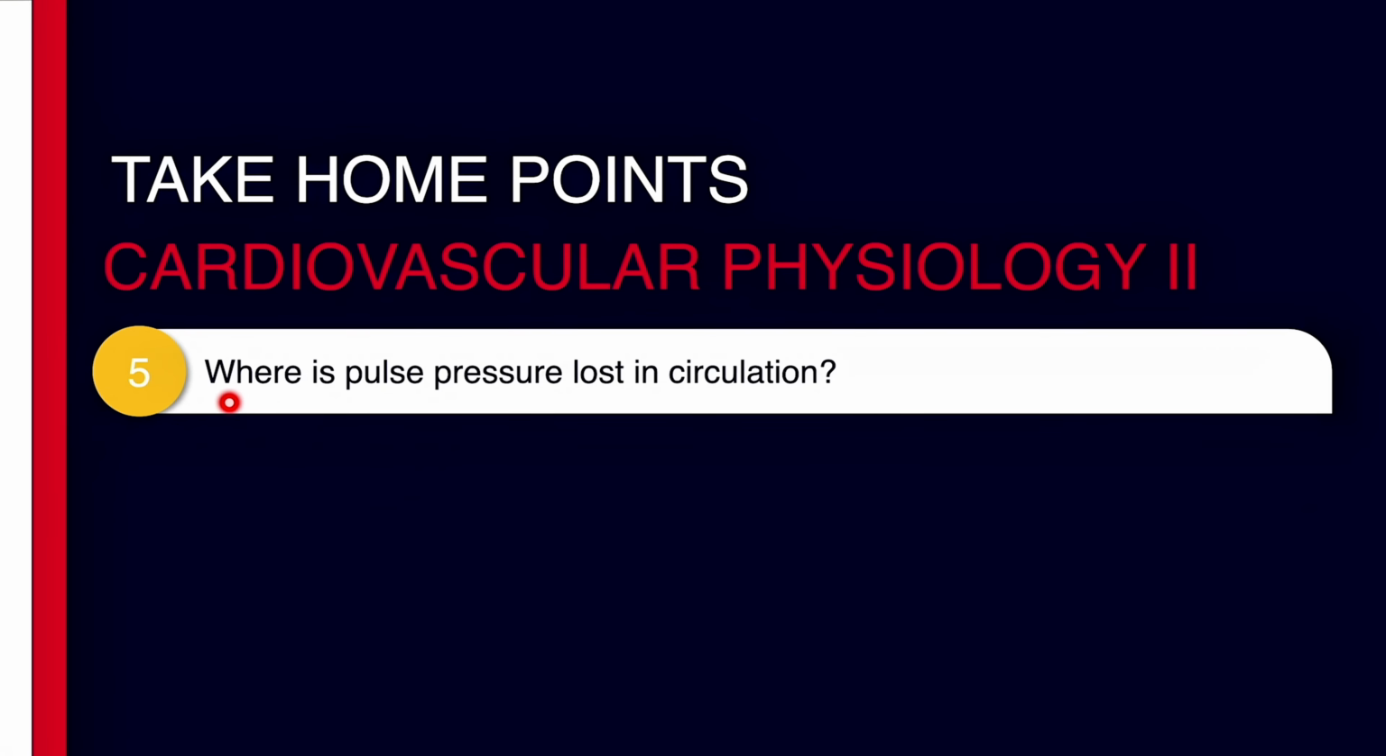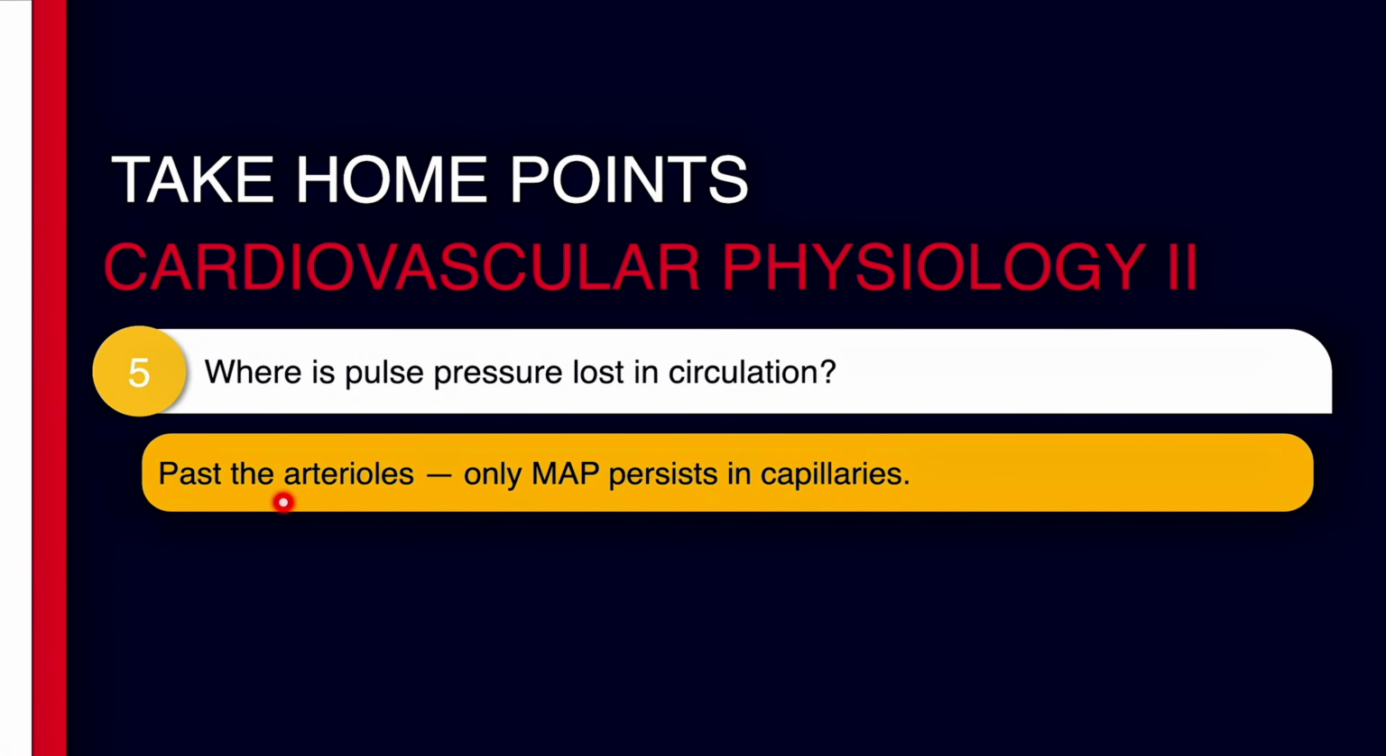THP5. Where is pulse pressure lost in circulation? Past the arterioles. Only MAP persists in capillaries. So when they reach the capillaries, only MAP.